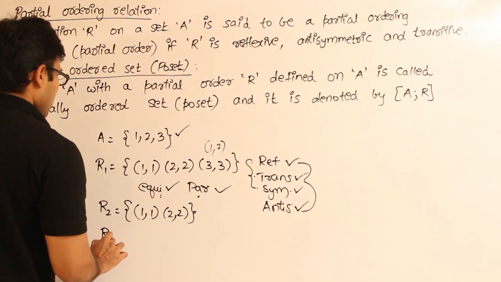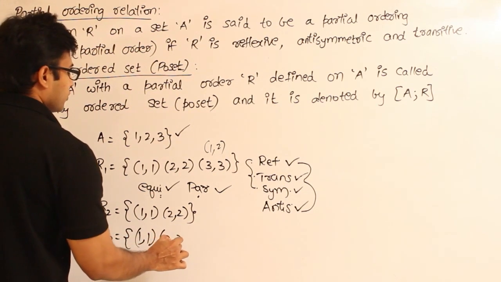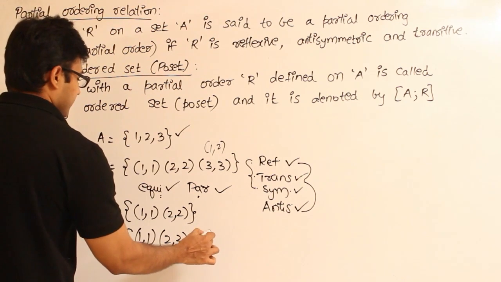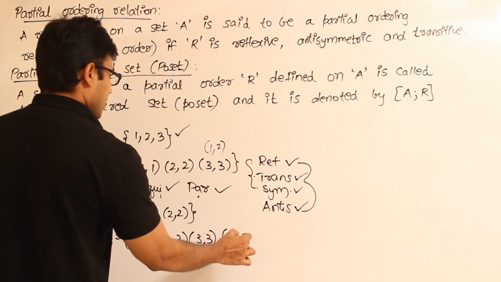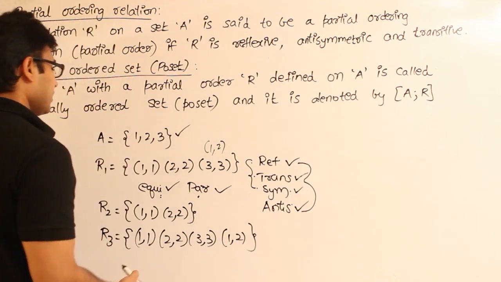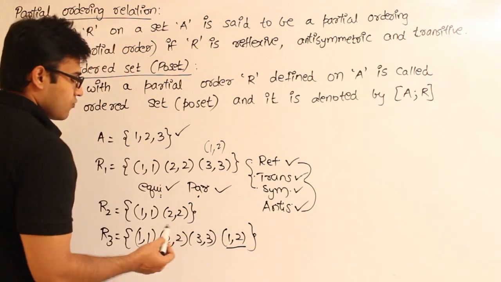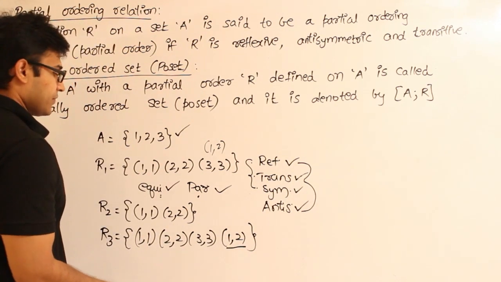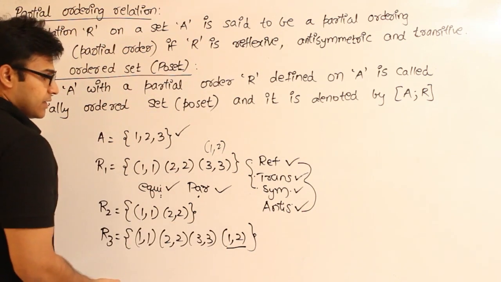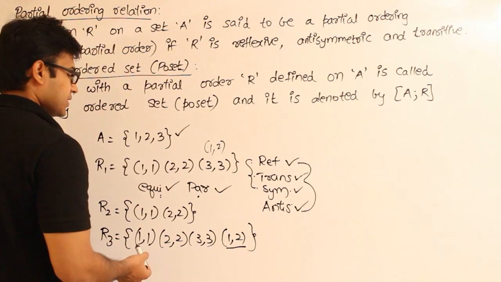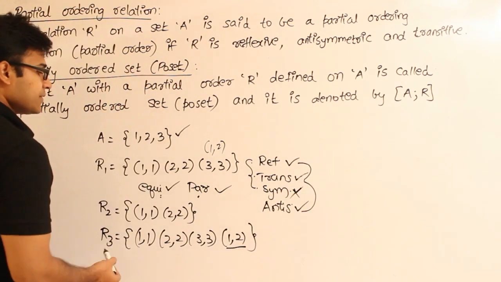Let us say R3 is 1 1, 2 2, 3 3, and along with that you add one more, 1 comma 2. What happens now? I have added an element. So will it be symmetric? It will not be symmetric because you have to add 2 comma 1 also. Since the symmetric pair is missing, it cannot be symmetric, therefore it cannot be an equivalence relation.